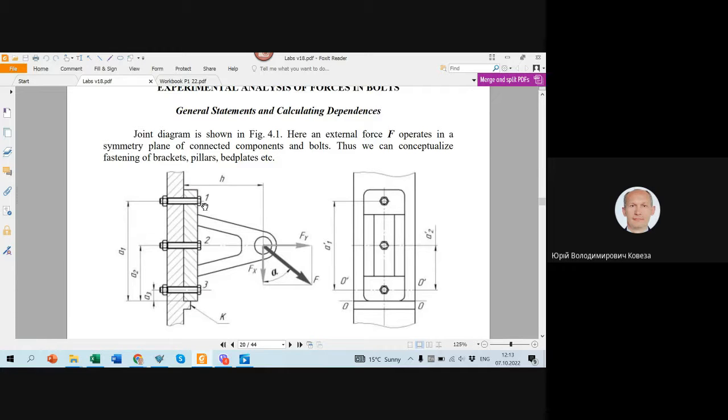So such a design is widely used. That's why let's consider how to find the forces in these bolts, to know if this bolt is enough to take the load or not, and what the bolt limit value should be, and how to compare acting force with limit force. Okay, so what happens with our joint in a case when we have such a load?